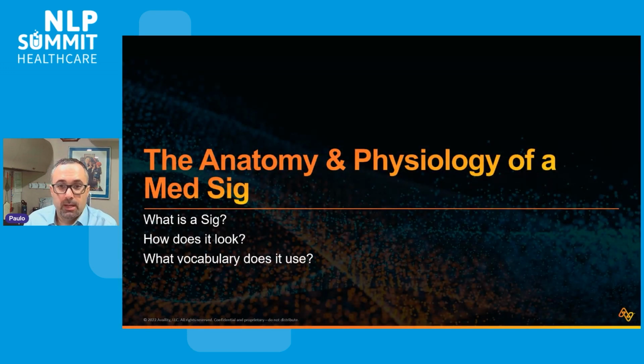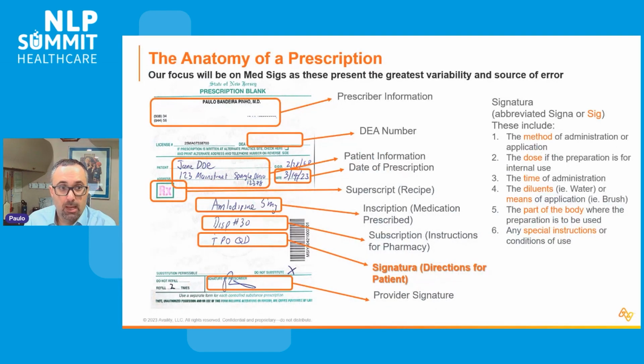So in order to understand med-sigs, which is something that we've abbreviated in the title, I wanted to just quickly talk about the anatomy and physiology of a med-sig. We'll talk about what's in a SIG, how does it look, and what vocabulary does it ultimately use. And so this is actually a prescription that I've written myself for Jane Doe, who really does not live at 123 Main Street in Spangle, Ohio, but she's a synthetic patient.